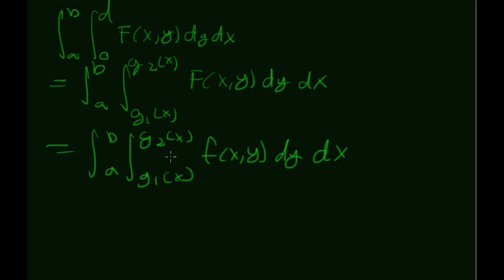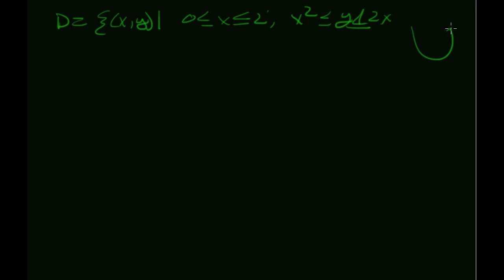Okay, so let's actually work an example of something like this and get a solution. All right, so let's define a good type 1 region. We're going to make D equal to the set of all x, y, such that x is going to run from 0 to 2, and y is going to be trapped between x squared and 2x, right? So this is the parabola going upward, and 2x is a line going like this, so D is kind of like that region in there.